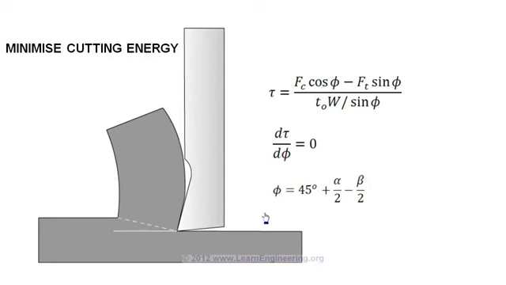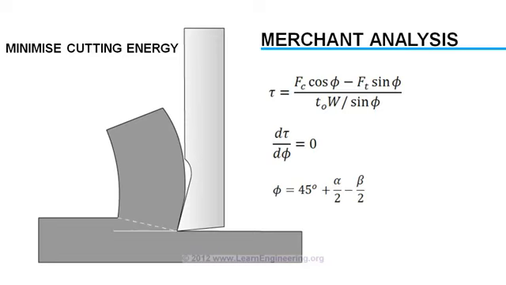Pretty simple equation to predict shear angle. This is known as Merchant analysis. Even though the result given by Merchant analysis does not always match experimental results, this is a fairly good assumption. There are various other models also available to do this.